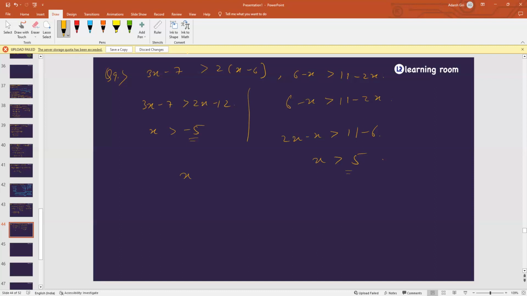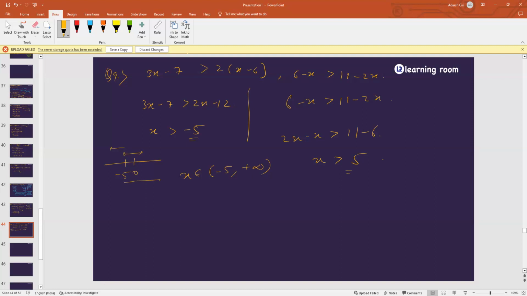So greater than minus 5 means what? X belongs to minus 5 to, shall I write minus infinity or plus infinity? Think and tell me. Plus infinity. Because if you draw the number line, 0 here, minus 5 here, greater means towards the right, lesser means towards the left. So greater than minus 5, you are starting from minus 5 to infinity.